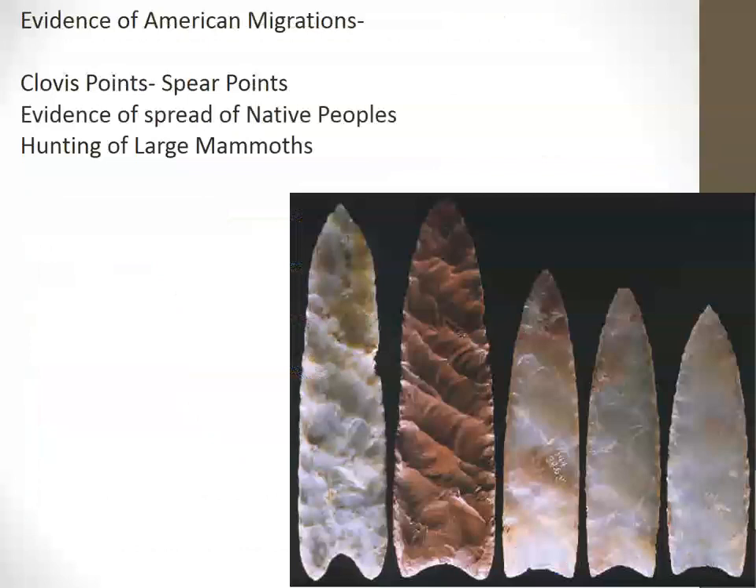The evidence that early Americans were hunting large mammoths comes from the discovery of Clovis points across the Americas. These Clovis points are spear points, and they're evidence that native people during the Archaic period would have foraged on large mammoths, large animals that would have roamed the land at this time, now extinct, of course.